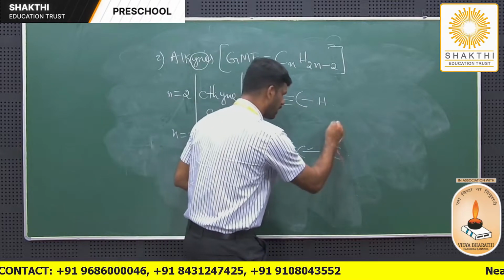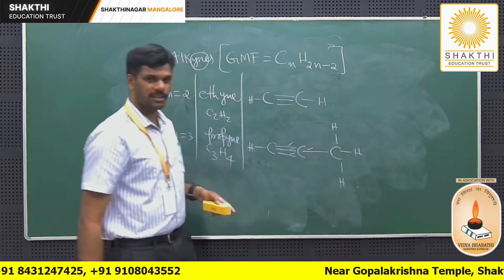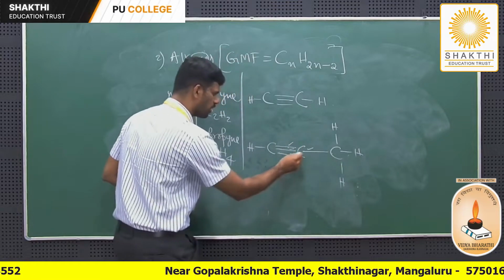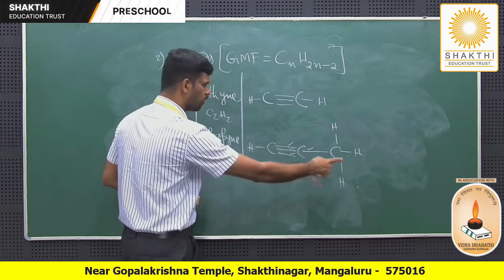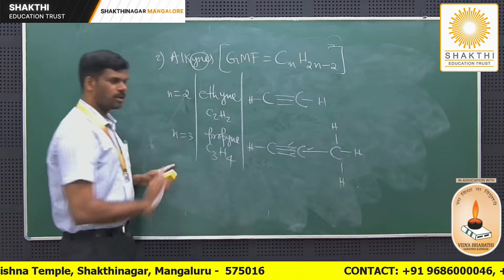Go to the next one. 1 hydrogen, 2 hydrogen, 3 hydrogen. Altogether there are 4 bonds now: 1, 2, 3, 4. The molecular formula is C3H4. The molecular formula is satisfied.